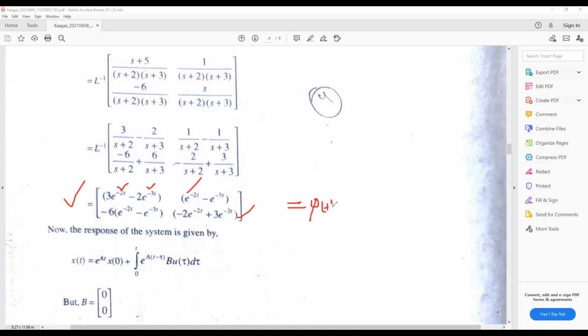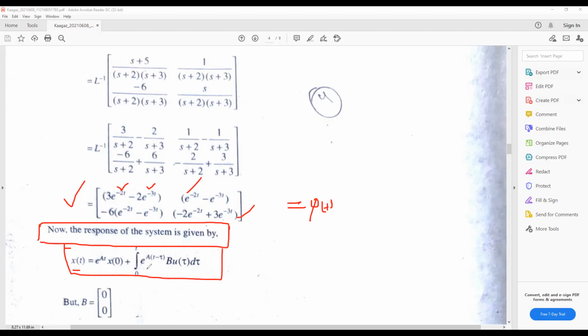And with the given initial conditions, find the total response of the system. The response of the system is given by x of t. This is the formula for the total response, and this formula is very, very important. x of t is equal to e^(At) x of 0 plus the integral from 0 to t of e^(A(t minus tau)) B u of tau d tau.